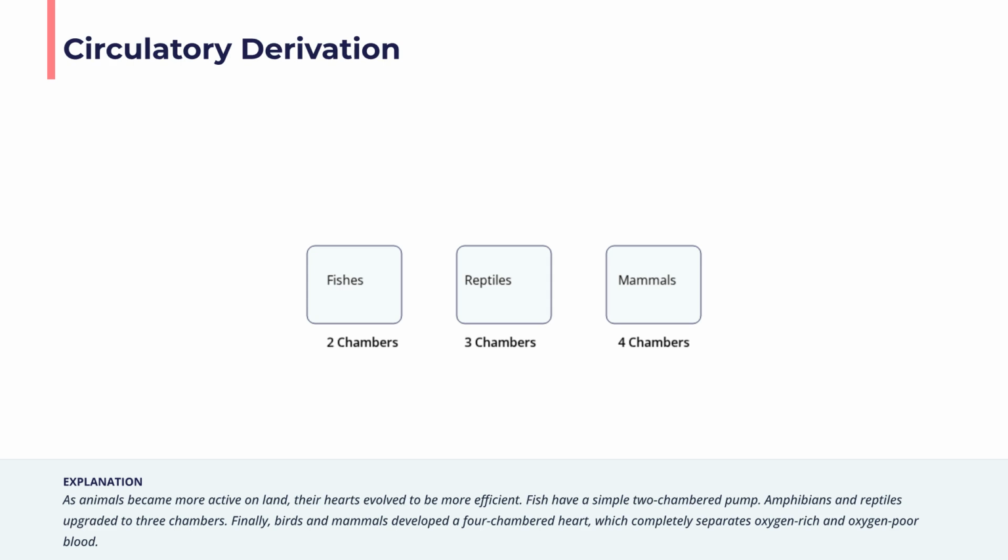As animals became more active on land, heart efficiency increased. Fish have 2 chambers. Amphibians and reptiles have 3, and birds and mammals evolved a 4-chambered heart for complete separation of oxygenated blood.